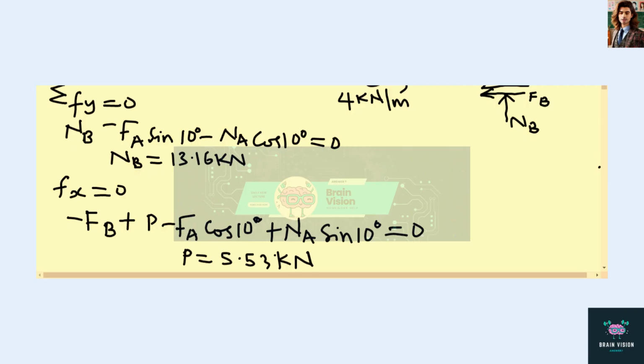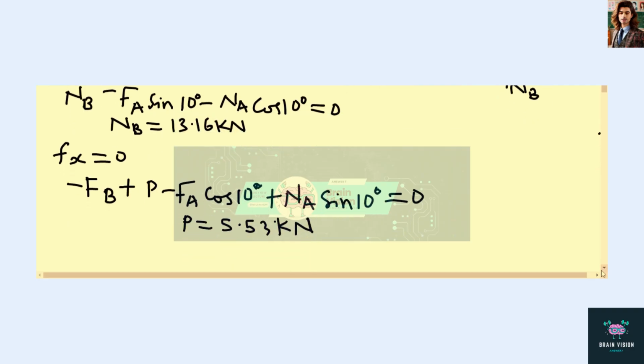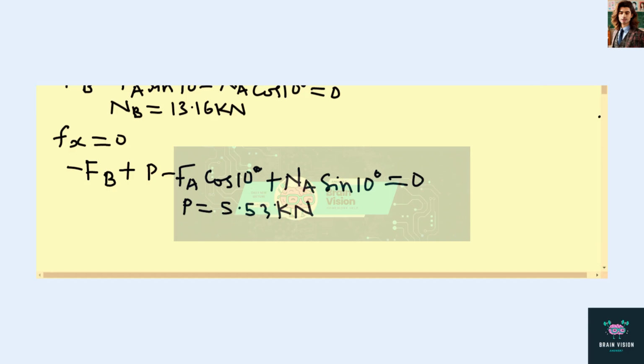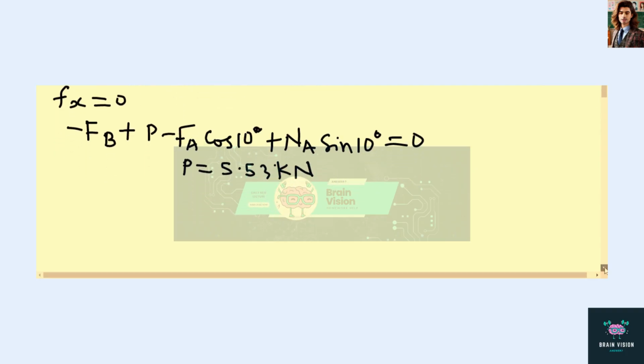And of course, if P is 0, will the wedge be self-locking? Yes, because P is greater than 0. So it's going to be self-locking.